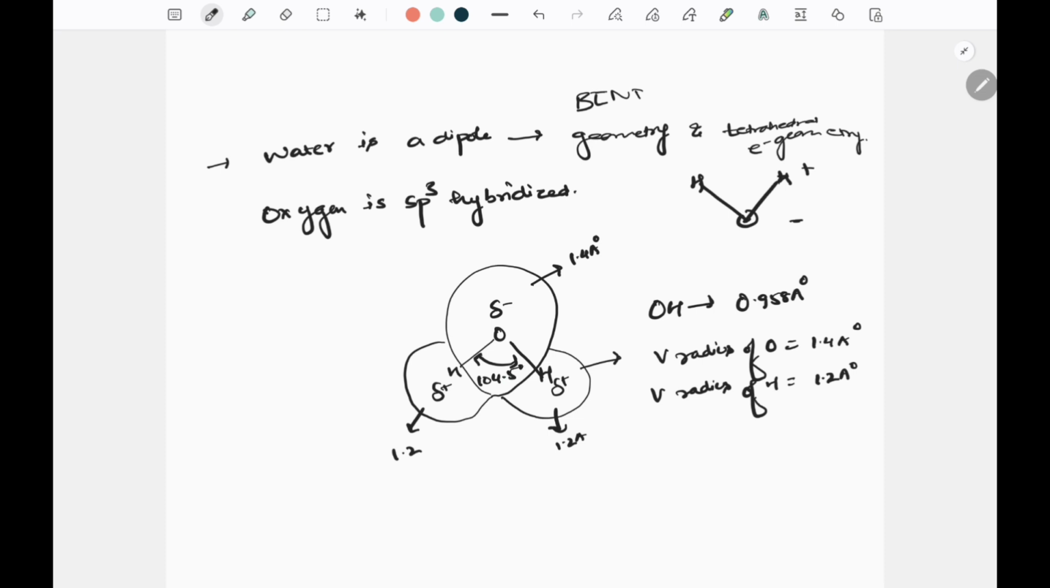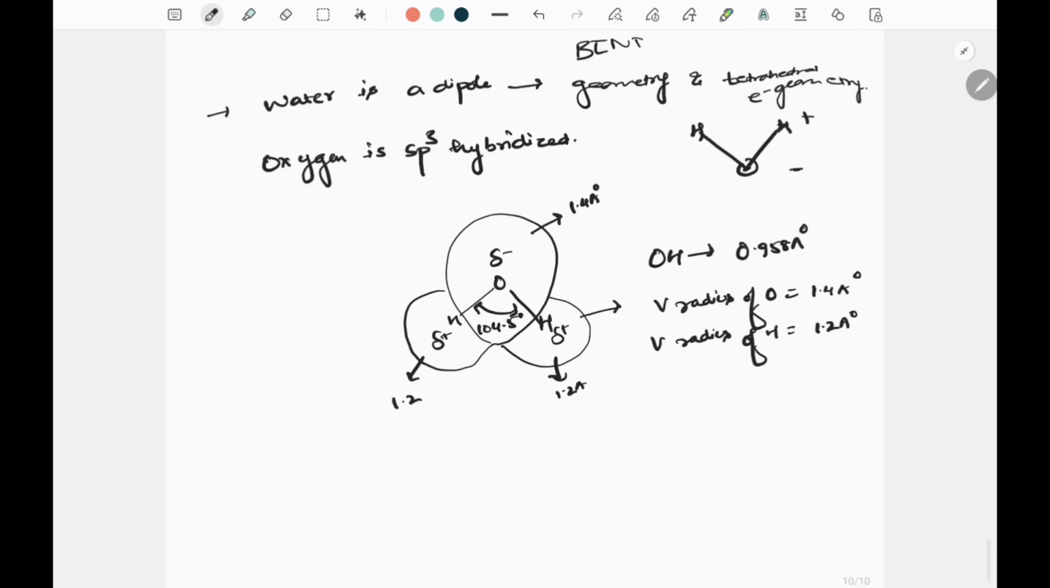Although this is not usually asked during your GATE or IIT JAM preparation, in one of the exams this was asked: what is the van der Waals radius of the hydrogen in a water molecule? So that's why you must know about it.